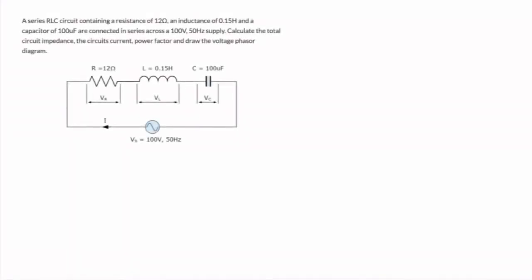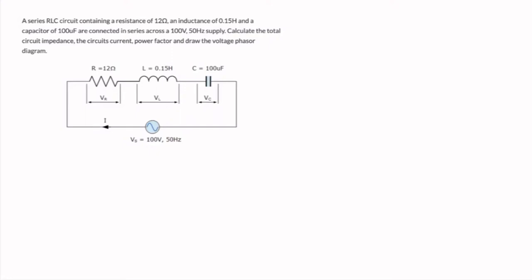Let's try to solve this problem. A series RLC circuit containing a resistance of 12 ohms, an inductance of 0.15 Henry, and a capacitance of 100 microfarad are connected in series across a 100 volt, 50 Hz power supply. Calculate the total circuit impedance, the circuit's current, power factor, and draw the voltage phasor diagram. At this point, we won't be able to solve the power factor just yet. We'll go back to solving the power factor after we've discussed the lesson on power in AC circuits.